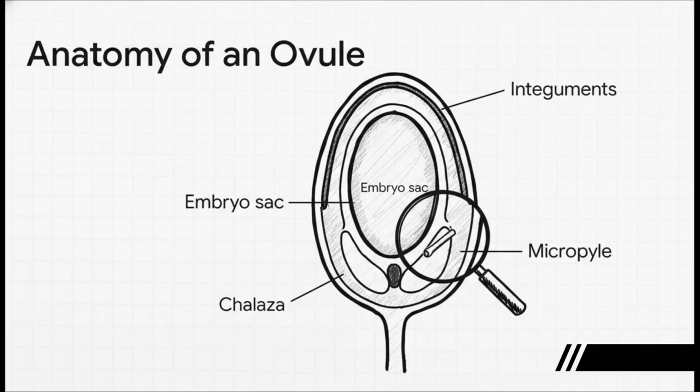Now, deep inside that ovary is the ovule, also called the Megasporangium. It has several key parts, like the protective integuments and the embryo sac. But for exam purposes, I want you to really focus on the Micropyle. That tiny little opening is the VIP entrance. It's the entry point for the pollen tube.